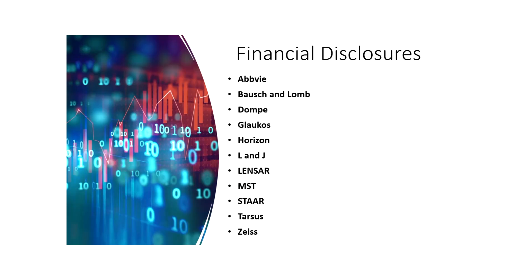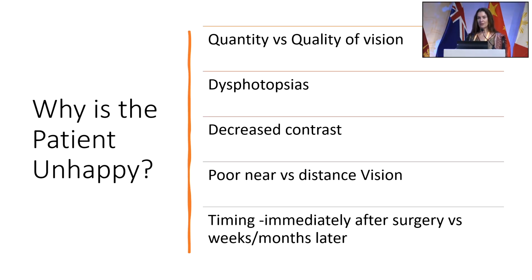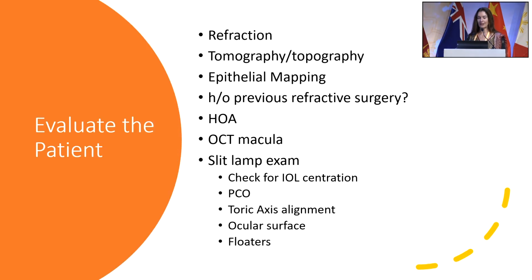I have no significant financial disclosures. The first thing that we need to decide is, why is the patient unhappy? Is it a quantity or a quality of vision issue? Do they have dysphotopsias? Is it decreased contrast? Is it distance vision that they're concerned about, near vision? And also the timing. Have they been unhappy since the cataract surgery, or did it happen weeks to months later?